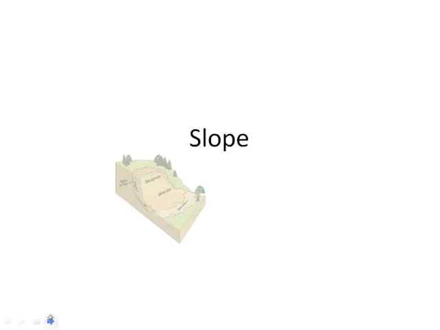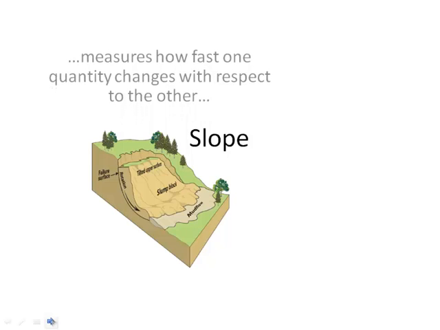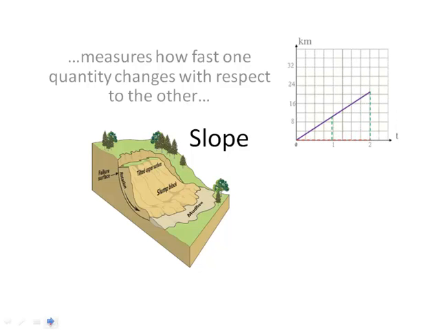This lesson is on slope. Slope measures how fast one quantity changes with respect to the other. For example, you could think of the rate of 10.5 kilometers per hour as a slope between how far you're going versus how long you're taking to go there. If you continue along the same slope, you'll notice that you could also state it as 21 kilometers per 2 hours. That's just one example of slope.